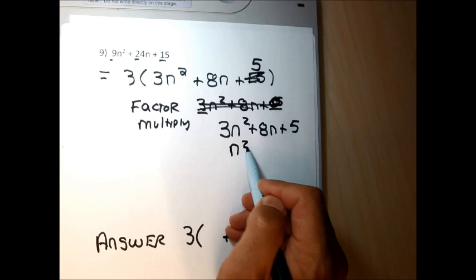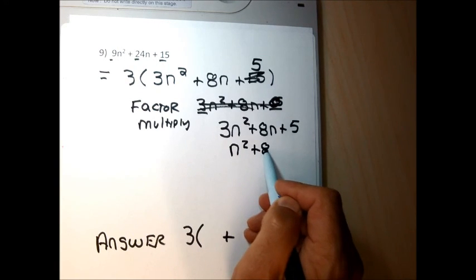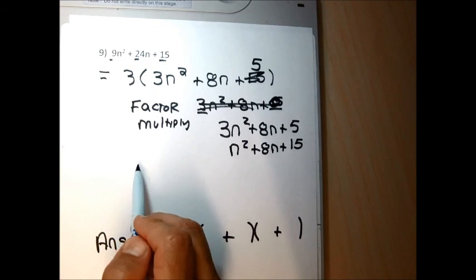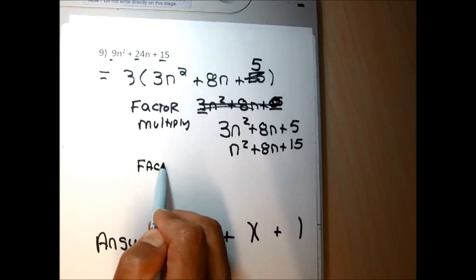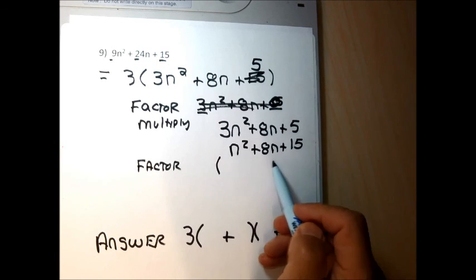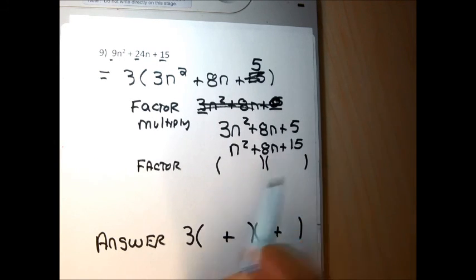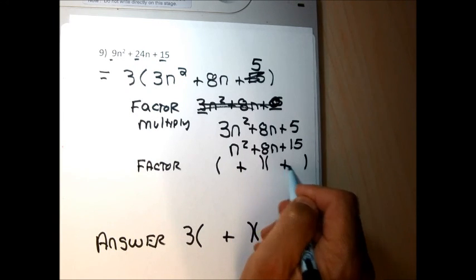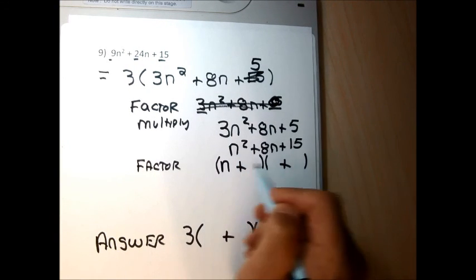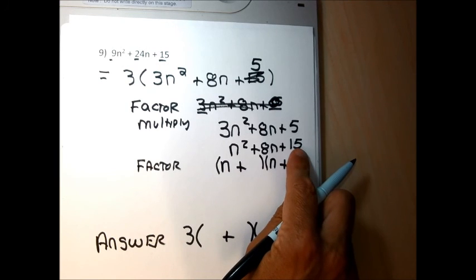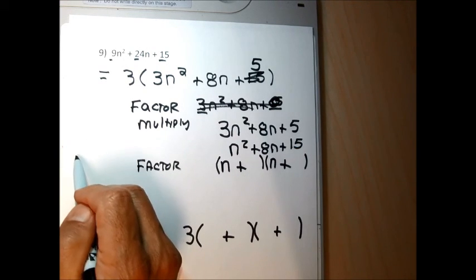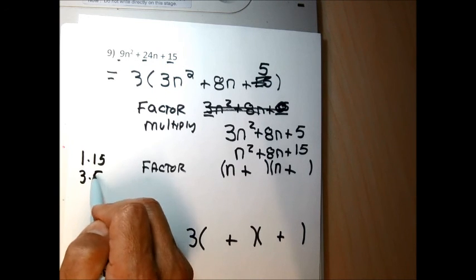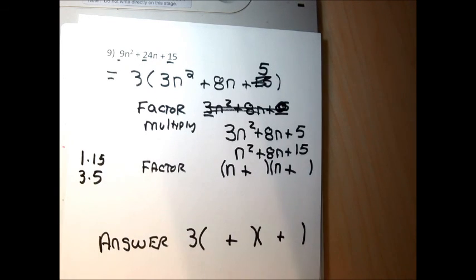The multiply part's going to make this n squared plus 8n plus 15. That's the multiply part of bottoms up. The second step in bottoms up is to factor into 2 parentheses what's left after you multiply. Signs are plus plus. There's no number in front of the n squared, so the first are a couple of n's. My lasts have to multiply to 15 and add to 8. The factors of 15 are 1 and 15, and 3 and 5, and 3 and 5 are the pair that are going to get me there.